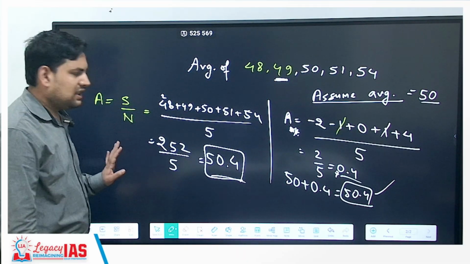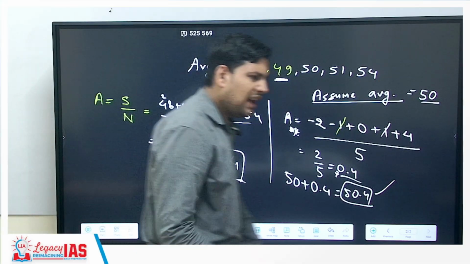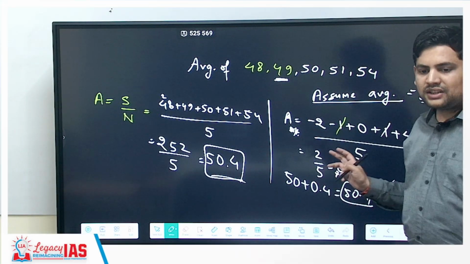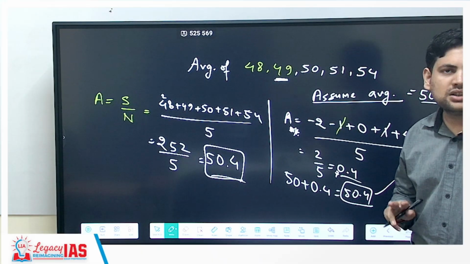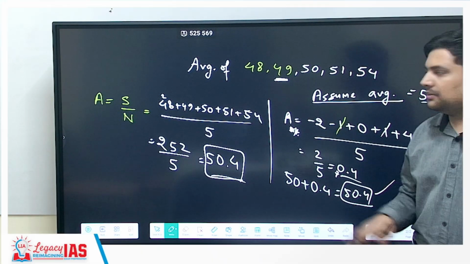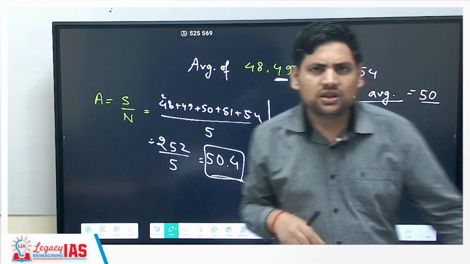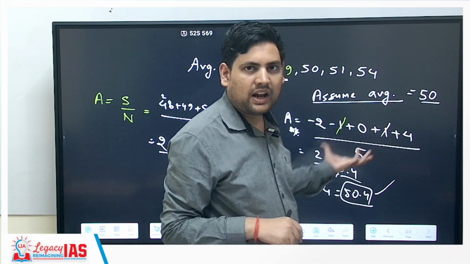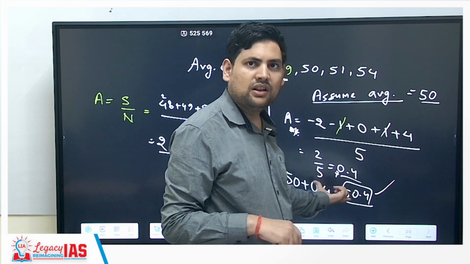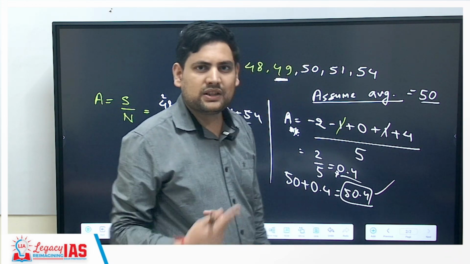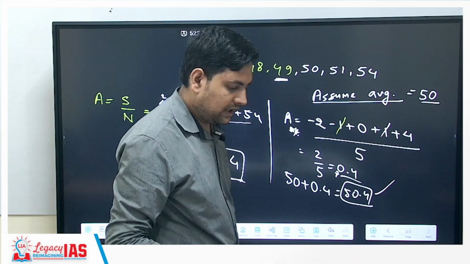Understood? So this is another way of doing this. So if you have a data set, usually they don't ask questions from data interpretation now, but if there are questions from data interpretation, this becomes useful. Instead of adding all the observations, you have just assumed an average and based on that, plus or minus, you are counting, and it gives you much faster results.